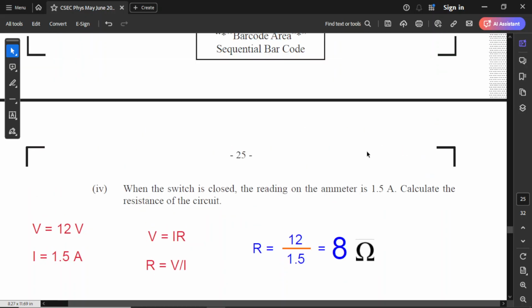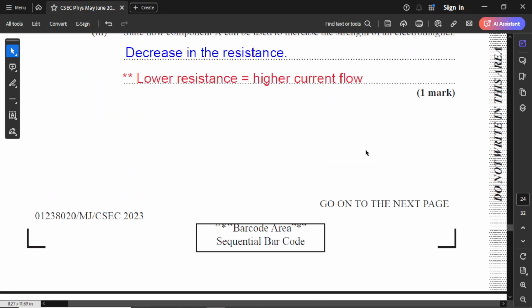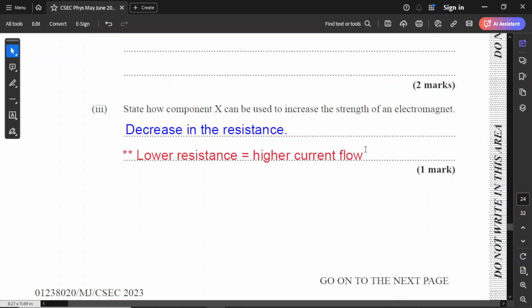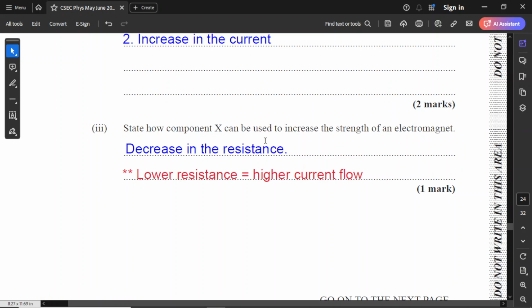That's the only thing we could do right there: decrease the resistance in it. If you talk about the wire, you can use thicker wires because thicker wires allow more current to flow, which is less resistance as well. But they didn't ask about the wires, they asked about the resistor.